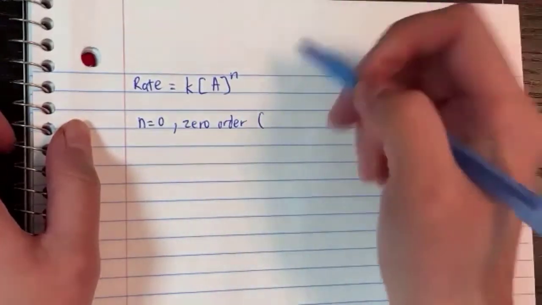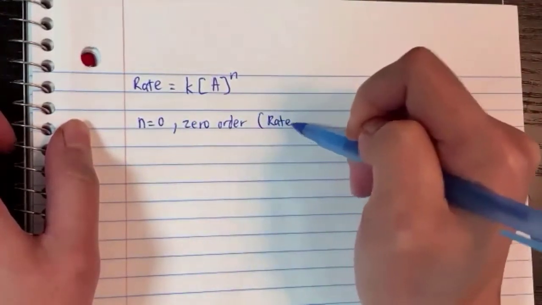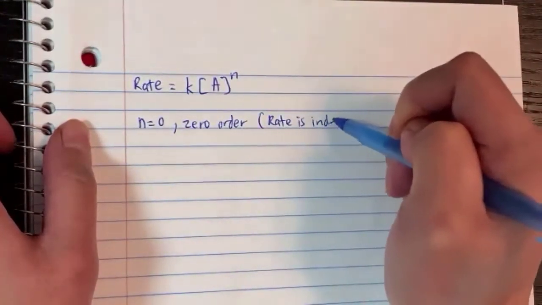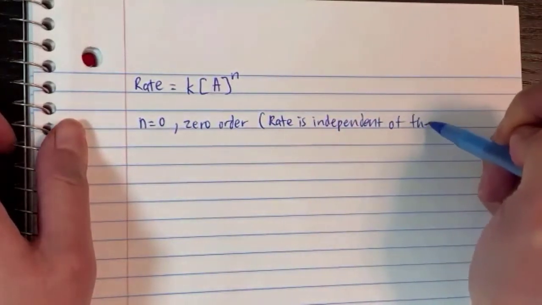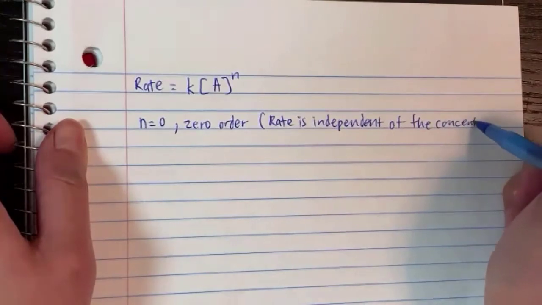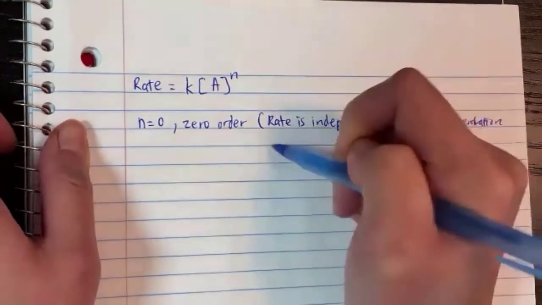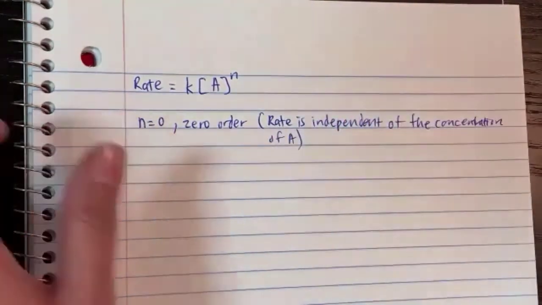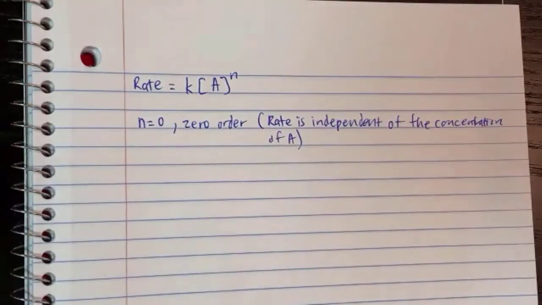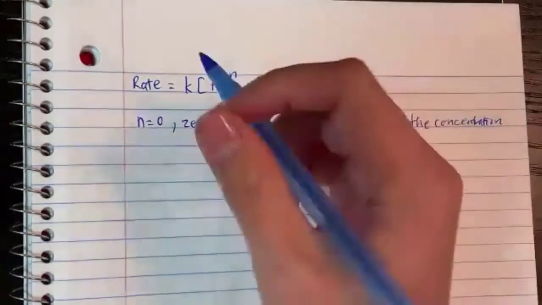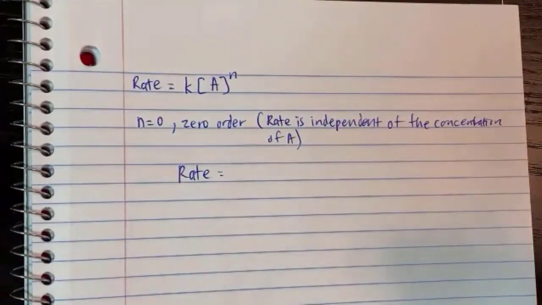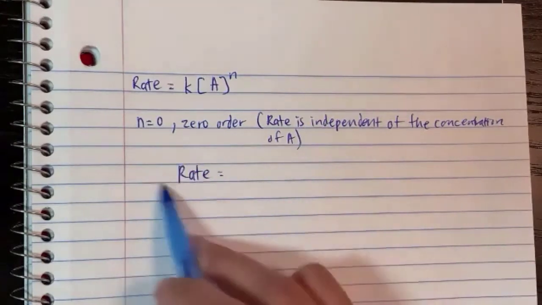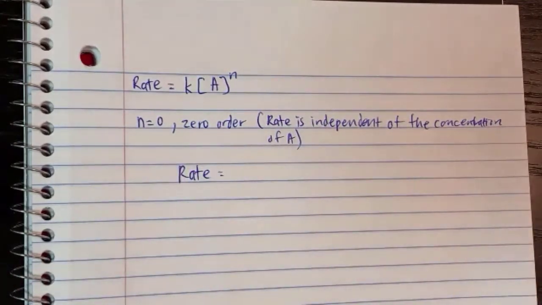And when it's zero order, we also remember reading that it says rate is independent of the concentration of A. Okay? So if you wrote it out, the rate, that's a number like maybe 5 times 10 to the minus 3 molarity per second. That's the rate, something that we've been doing in the previous part.